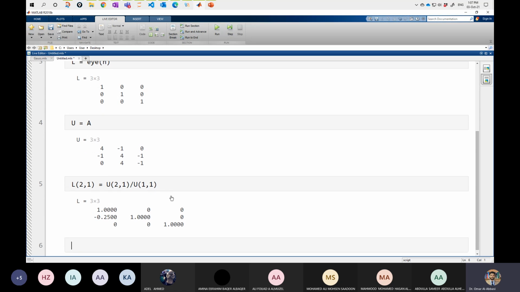Okay. Now that element has been updated. Next, what shall I do? Row number 2 is equal to 0, isn't it? We should make sure that the second row starts with 0. Okay. So row 2 equals the old row minus the L2, 1, which is basically that minus 1 over 4 times the pivot row. Minus the pivot row, which is the first row. Okay, that is done.